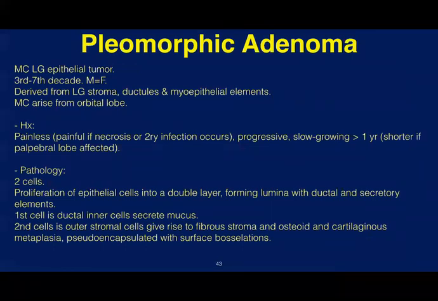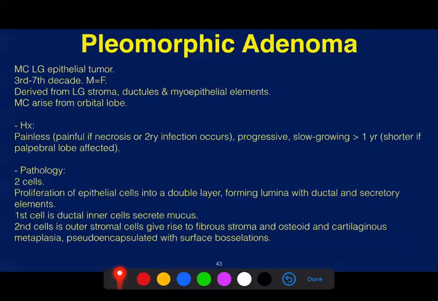Okay, so the typical phenotype, again, it's third to seventh decade. It's the most common benign lacrimal gland epithelial tumor. So again, common is common. It most commonly arises from the orbital lobe. The typical history is painless, progressive, slow growing, usually more than 1 year. The pathology, again, I'm going to send this presentation to Dr. Msha'il. Pathology, this is an MCQ question. It's mainly 2 cells.